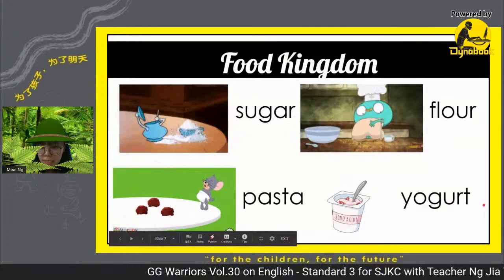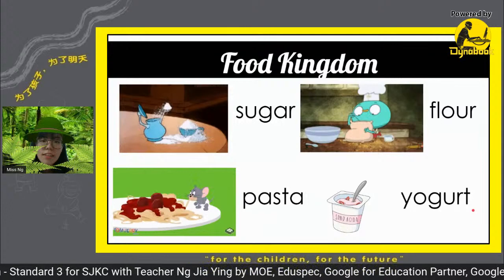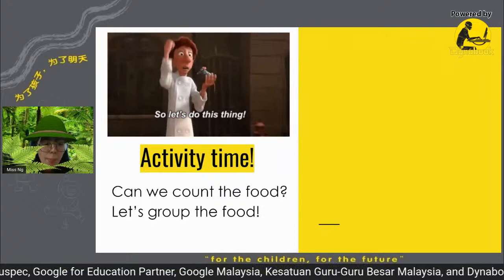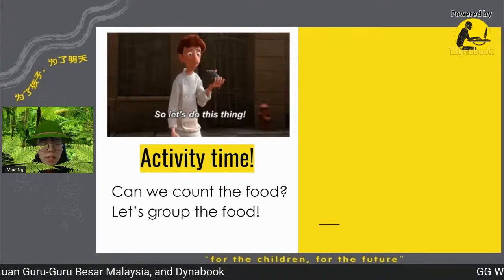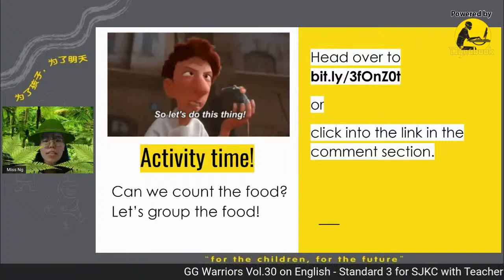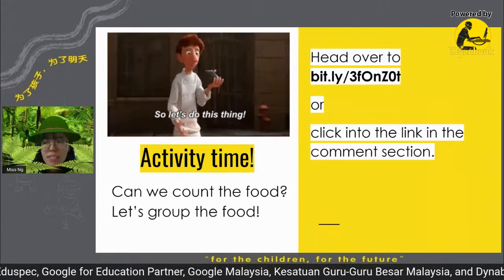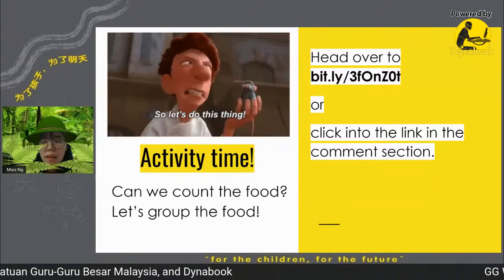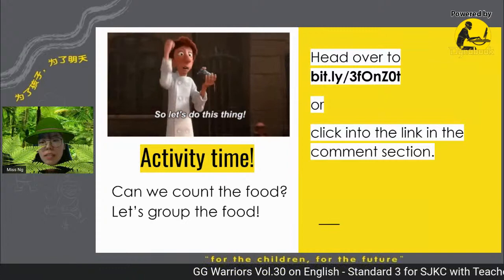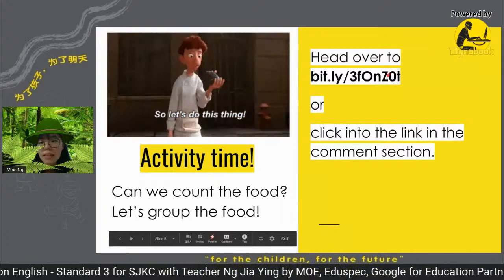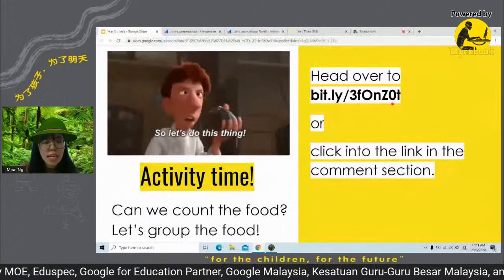Based on these 8 types of food, we are going to do an activity here. Can we count all these types of food? Let's group the food. Very easy. You are going to log into or type this web URL. Go into this website here, bit.ly/3fonzt. 那么第一个是大号的O,那么第二个呢是零啊. This is a capital O, and then this is a zero. When you type into this link, what you are going to see is something like this.